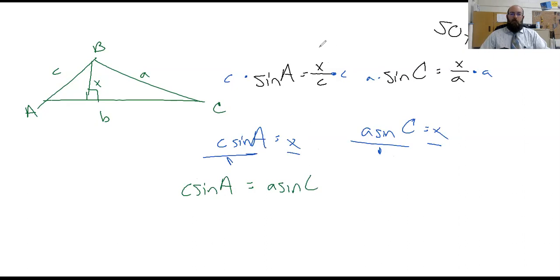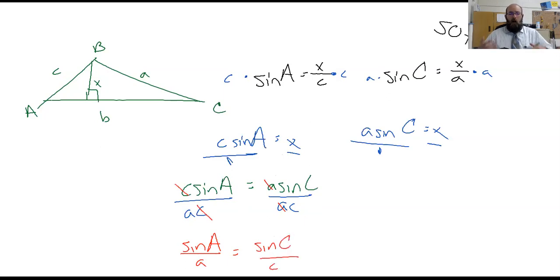Let me divide both sides by c and a. On the left side of this equation, the c's cancel. I'm left with sine A over a. On the right side, the a's cancel. I'm left with sine C over c. Let's write that out. Sine A over its side length a equals sine C over its side length c.